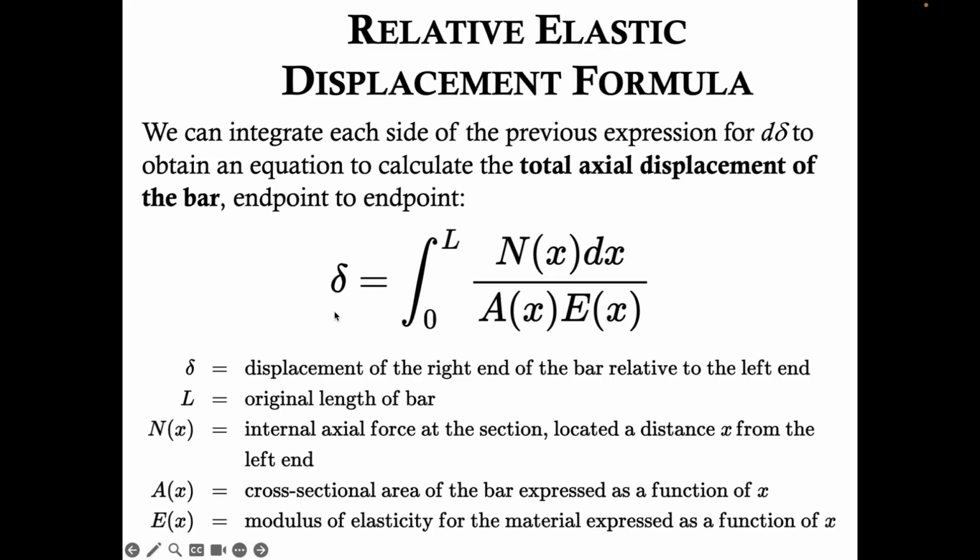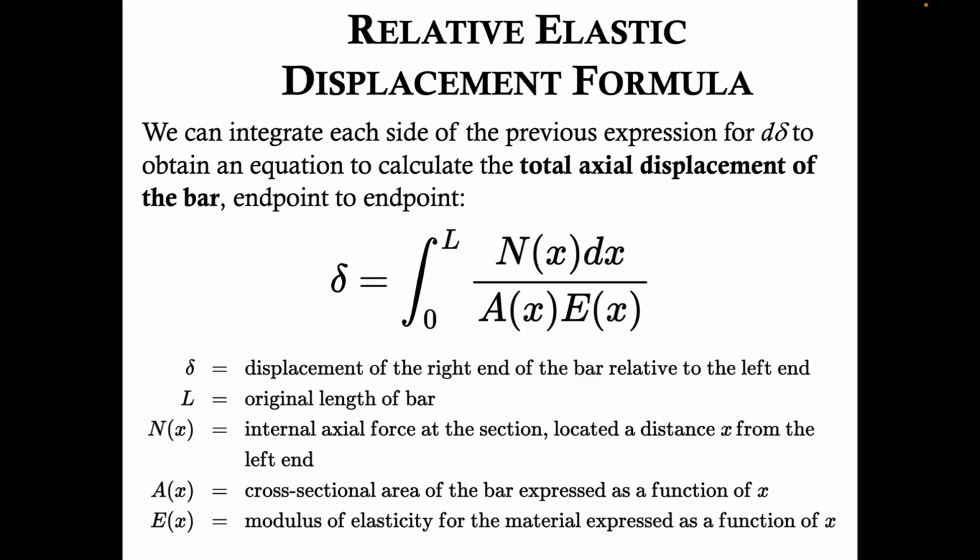Okay, so here's that fundamental formula for axial displacement. Delta equals the integral from 0 to L of N of x dx over A of x E of x. To be very clear, let's define each of these parameters. Delta is the displacement of the right end of the bar relative to the left end, so one end relative to the other end. L is the original length of the bar.